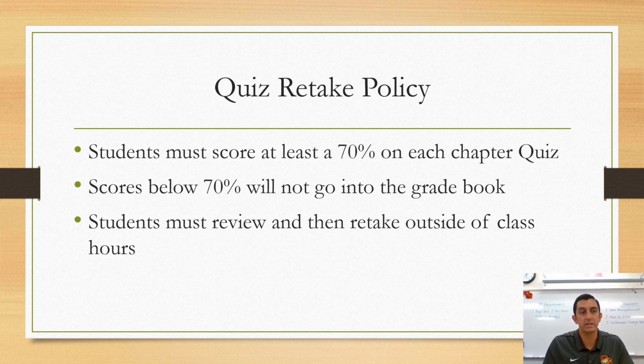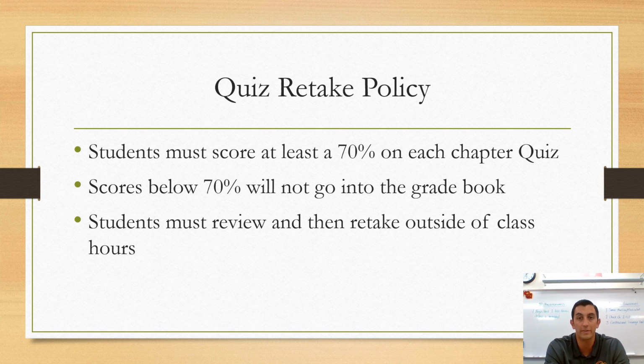There is a quiz retake policy that is different than a lot of other classes, so this is one that I definitely need to go over. Students are required to hit at least 70% proficiency for all of our chapter or module quizzes. Any score that is below a 70% will not be entered into the gradebook. If it is not entered in the gradebook, it assumes the student has not taken it. It's a 0% is the way it affects the student.